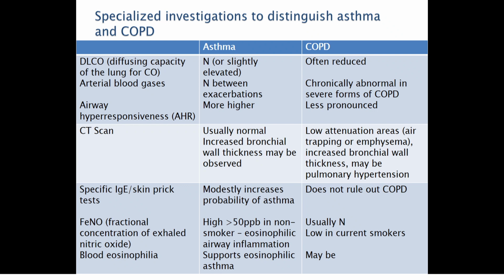Blood eosinophilia supports eosinophilic asthma, and rarely, maybe not typical, but maybe in COPD. So a high eosinophilia is a specific feature present not in all patients with asthma, and usually increases risk of future events, increases risk of progression in case of asthma.